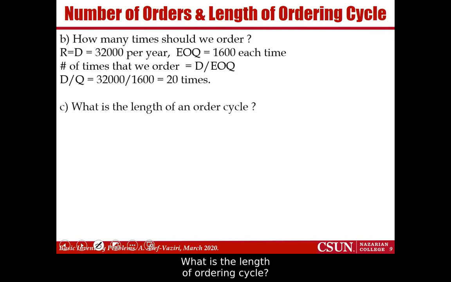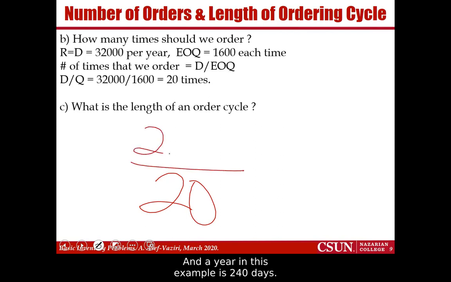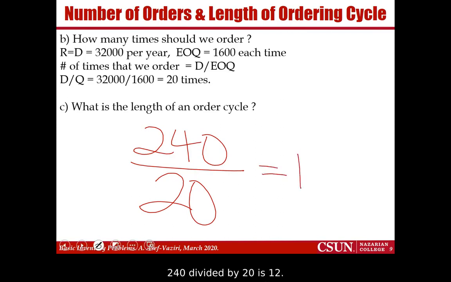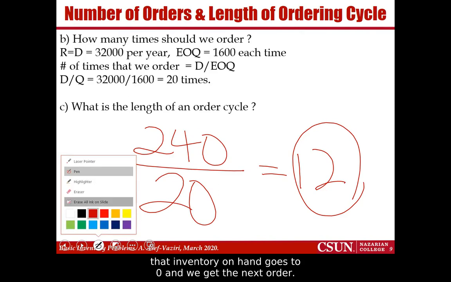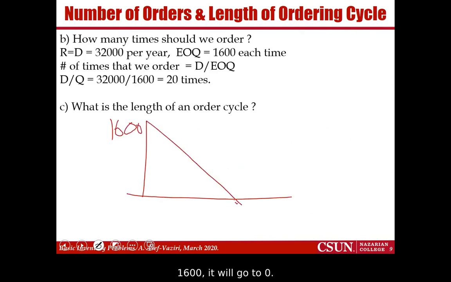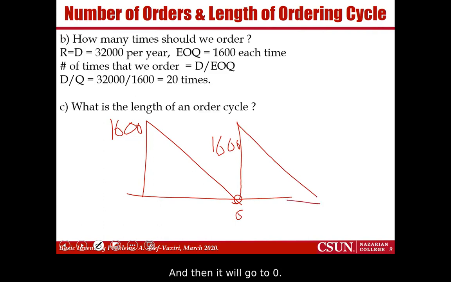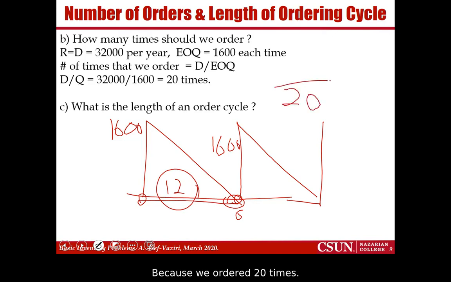What is the length of ordering cycle? We order 20 times. And a year in this example is 240 days. 240 divided by 20 is 12. That is the length of an ordering cycle. From the time that we place an order until the time that inventory on hand goes to zero and we get the next order. 1600, it will go to zero, and then the next 1600 will arrive, and then it will go to zero, and then the next 1600 will arrive. From here to here is 12 days because we order 20 times and a year is 240. That is one way of computing it.